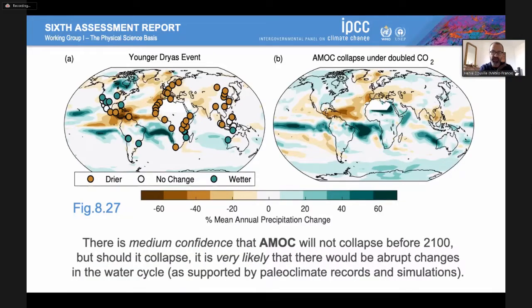in oceanic circulation. And for instance, here, as illustrated by the annual mean precipitation response, which has arisen in the past or could arise in the future from a collapse in the Atlantic meridional overturning circulation. So the AR6 report states that there is only medium confidence that the AMOC will collapse or will not collapse before the end of the 21st century. But should it collapse, it is very likely that there would be abrupt changes in the water cycle, especially in the tropics.